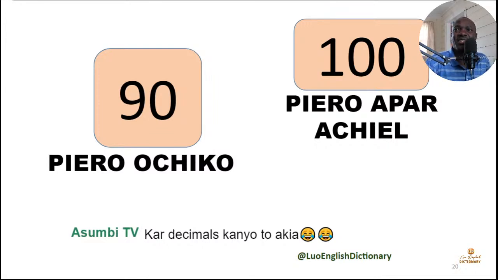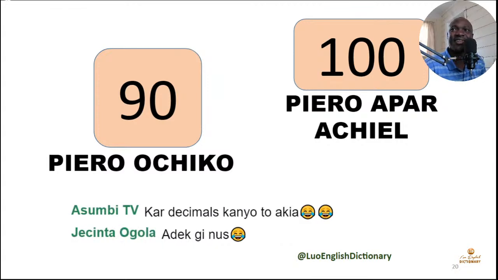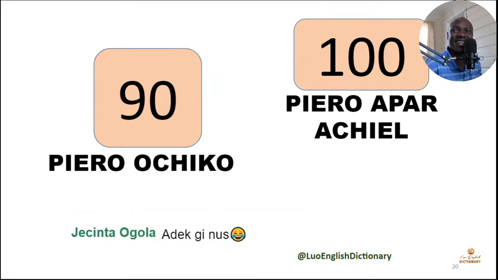For decimals, we use the word Nukta. A viewer says Adek ginus, that is 3.5. Yeah, Adek ginus. Remember also that nus is a Swahili word, but we have assimilated it. So Adek ginus would be 3.5.